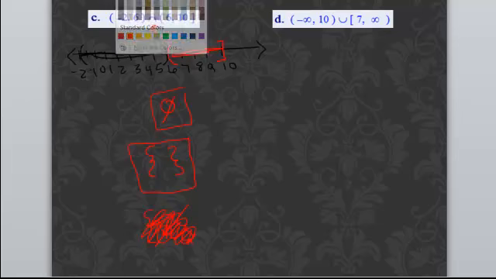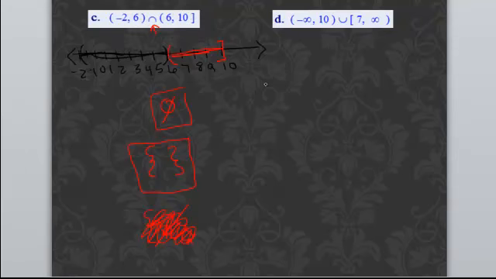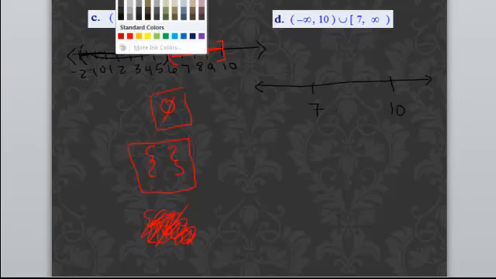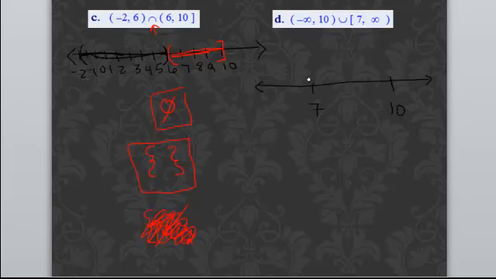Alright, so let's look at the next one. We need to go from -infinity to 10, and then from 7 to infinity. So let's see, let's just do this. Let's do 7 here, and let's do 10 here. Alright, -infinity to 10 looks something like this. Remember, you don't include the 10. And it's everything up to that point.